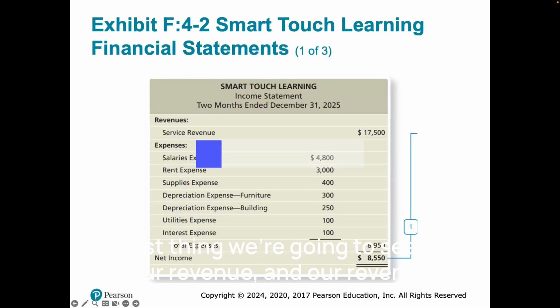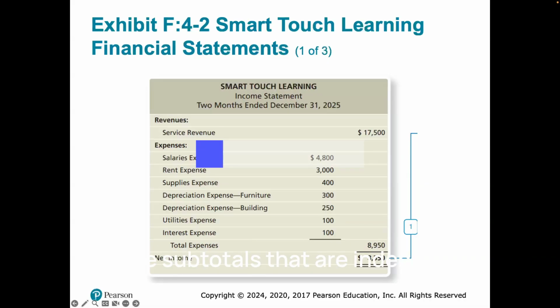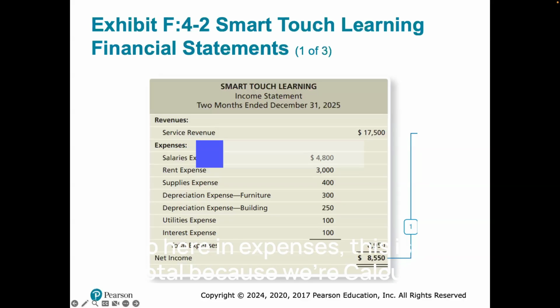First thing we're going to see is our revenue. And our revenue is then going to be, as in the prior chapters, the statements do not have credit and debit. So when we look at this, this is why a trial balance is not an actual report. Trial balance has credits and debits. Statements do not have credits and debits. They only have totals. So the 17,500 is a total, and then we have subtotals that are indented. So here in expenses, this is a subtotal because we're calculating it and adding all of the amounts of all of our expenses to get our total expense, which goes out to the right. So we take our revenue minus our total expenses, that gives us our net income.